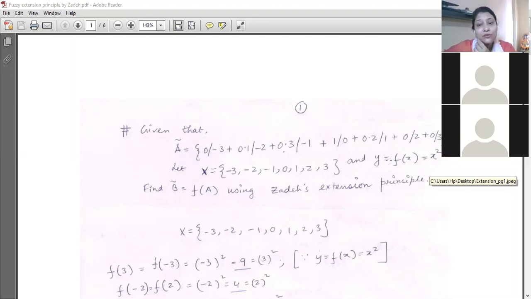Now, how many linguistic variables this new fuzzy set B is going to have depends on the extension principle. How we are going to apply this extension principle will be clear when we follow the numerical examples. But every time we apply Zadeh's extension principle, two things are given.